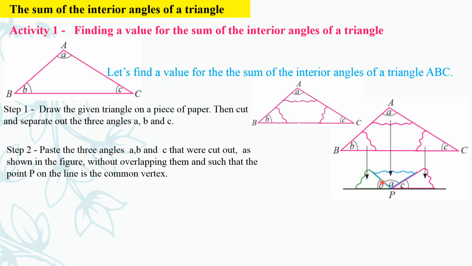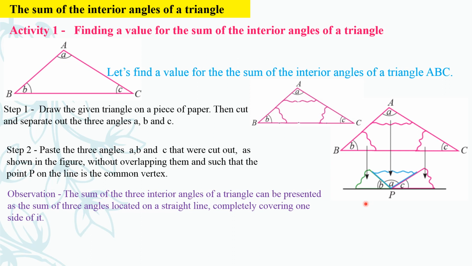So when we are pasting these three angles, there cannot be gaps between two adjacent angles. Gaps cannot be there, and there cannot be overlappings. Then we can observe this. Then the observation is the sum of the three interior angles of a triangle.